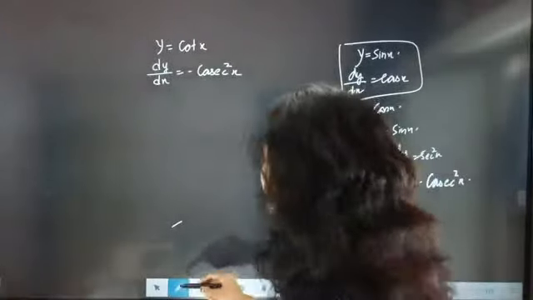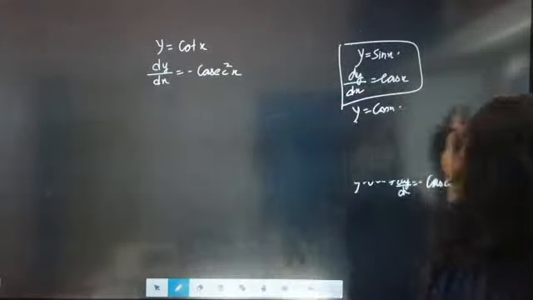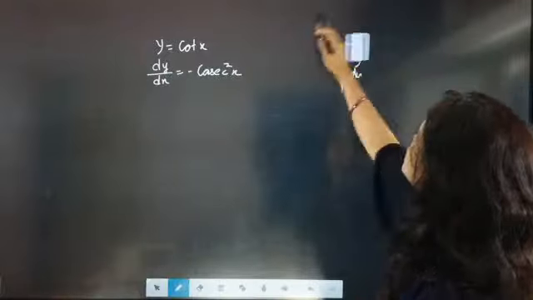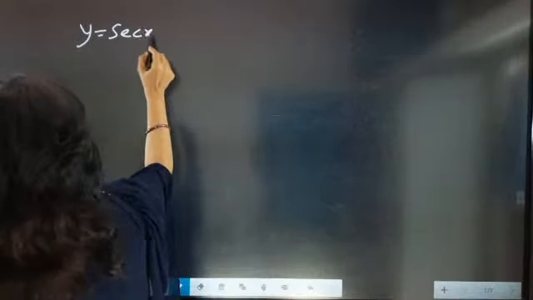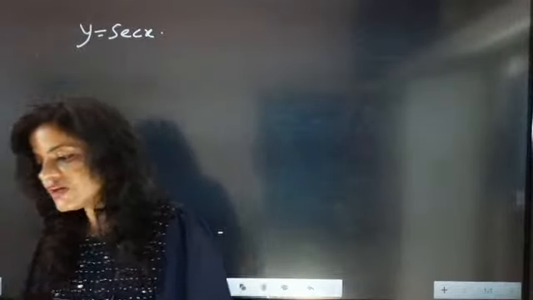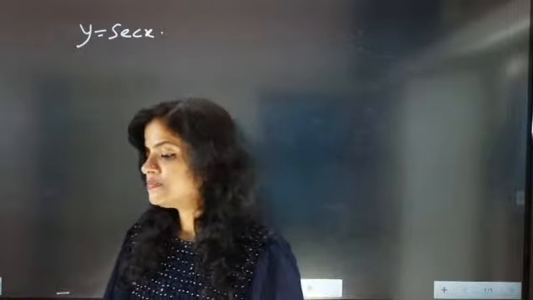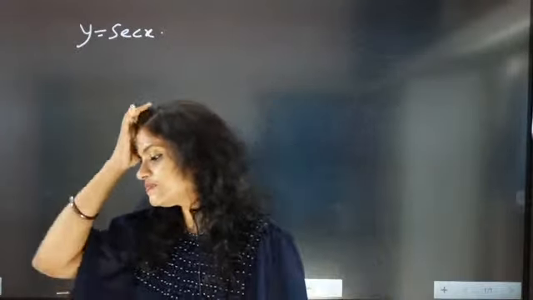In the same way, come on, I want this answer from all of you, for now 2 more are left. One I am going to solve, one you are going to say. So now if somebody gives you y equal to secant x, then how are you going to handle the question? If y equal to secant x is given to you, how are you going to handle the question?